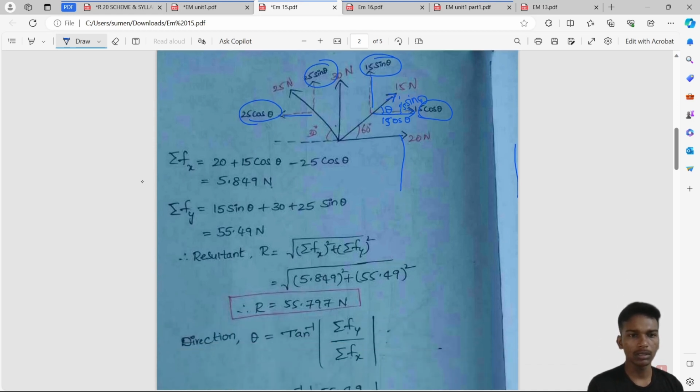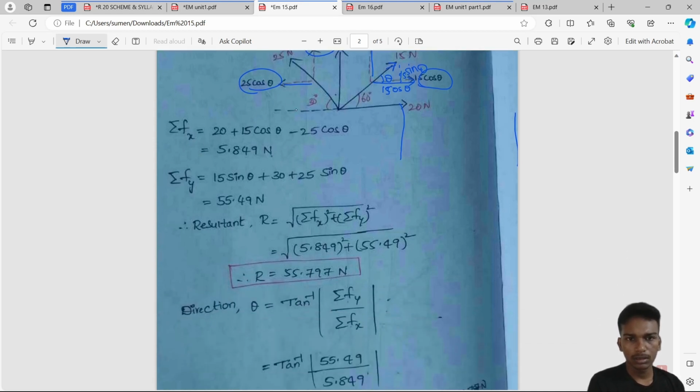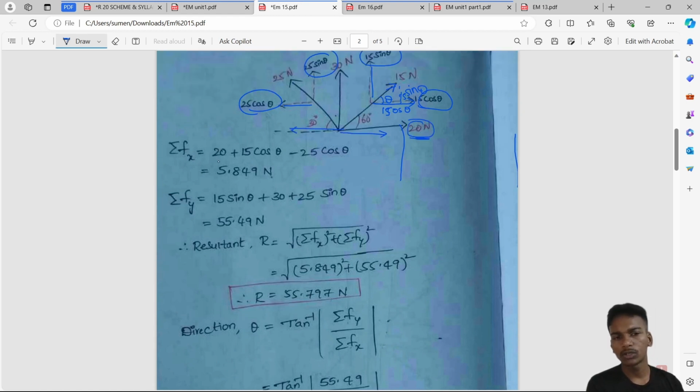Just look at here. Sum of forces acting in the x direction. Now I'm going to add up all the forces in the x direction. 20 plus, as it is in positive x direction, I'm going to take its sign as positive. 20 plus and 15 cos 60 also in the positive direction itself, so I'm going to take its sign as plus. But when we consider 25 cos 30, it's in negative x direction, right? So I'm going to take its sign as minus. And I have summed up all the values and I got sigma Fx to be 5.84.